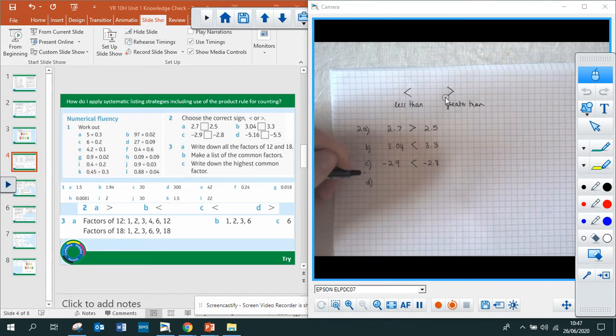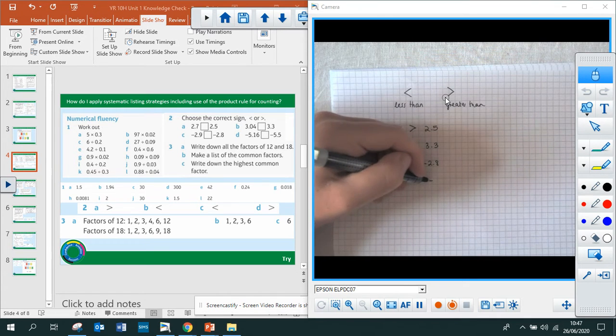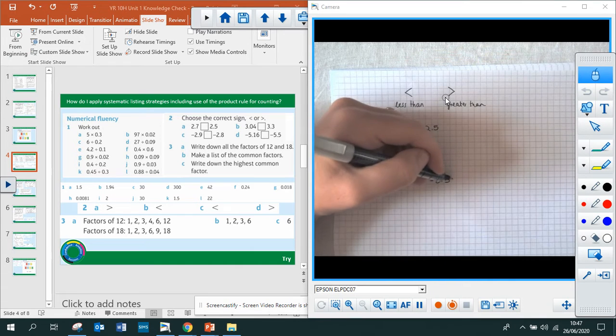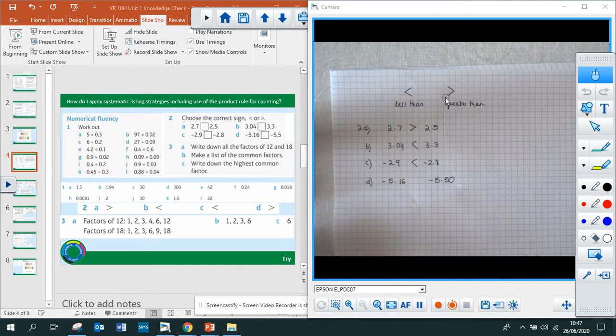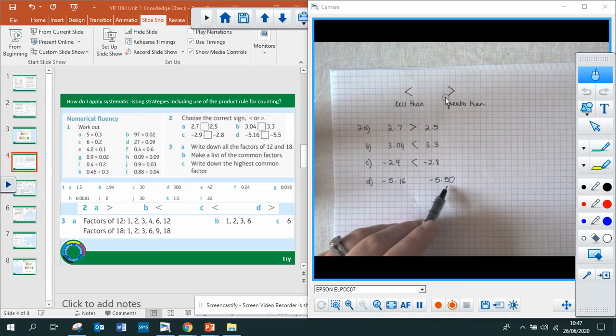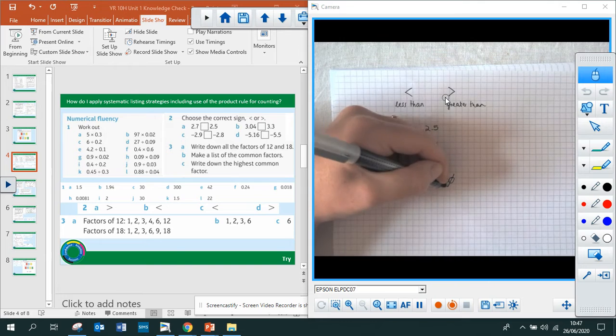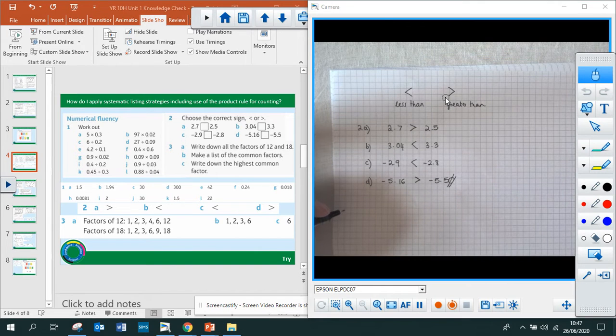And then finally D, we have minus 5.16 and minus 5.5. Okay, remember, if you want to compare it with the same decimal places, it's going to be minus 5.50. Okay, and it's asking you which one's bigger, which one's smaller. Well, this one's further away from 0 than this one. Therefore, minus 5.16 is greater than minus 5.5. Okay, and then you didn't need that 0 on the end there for your answer.